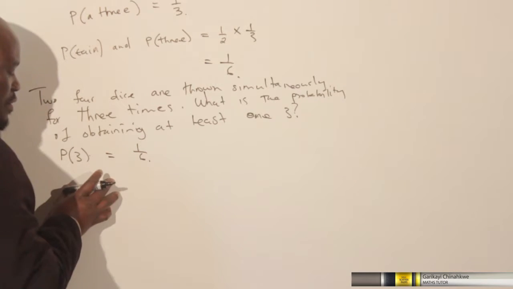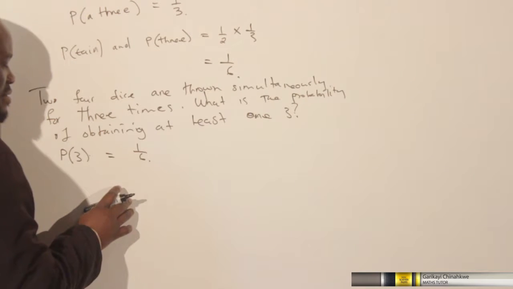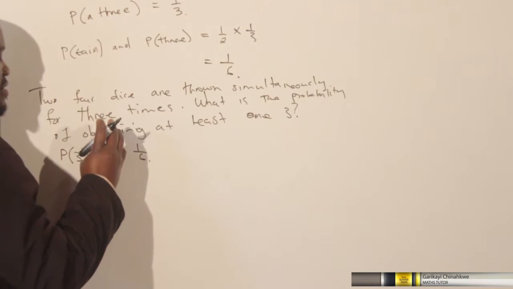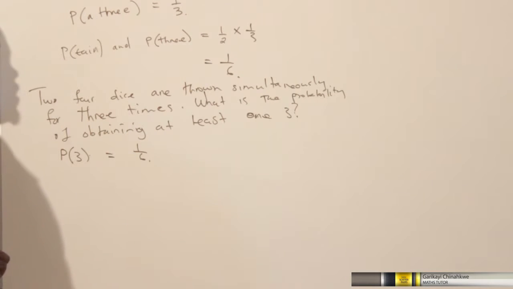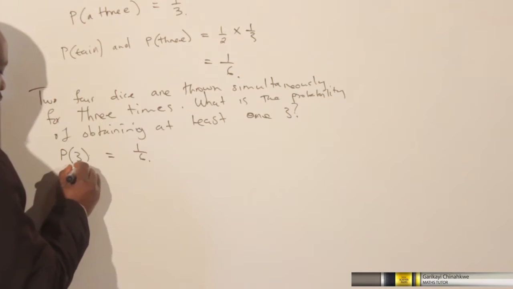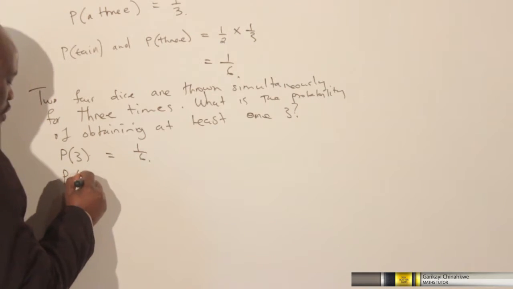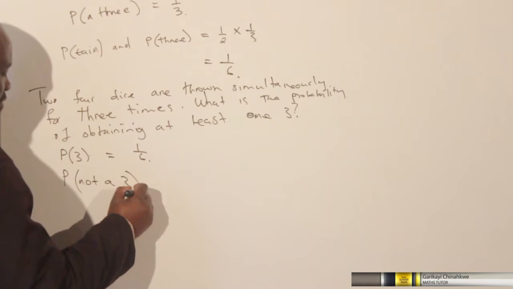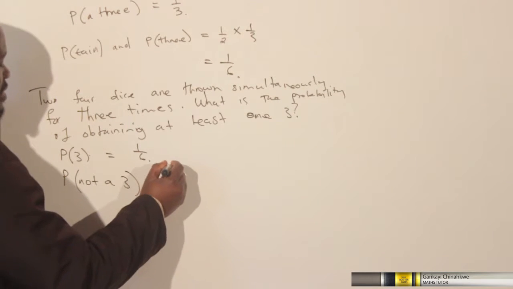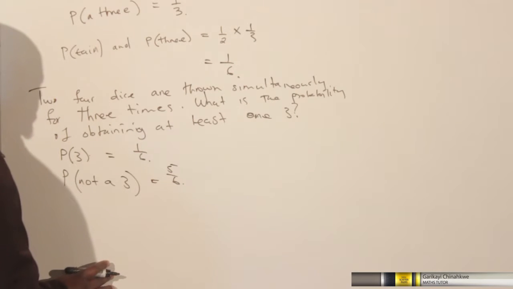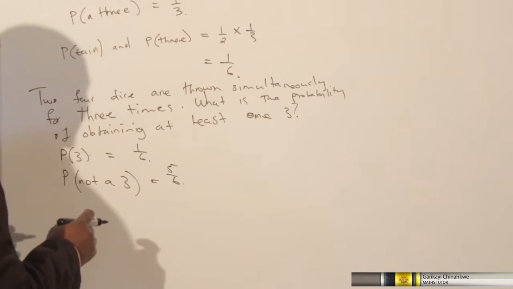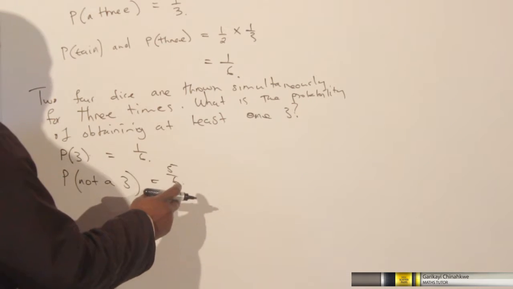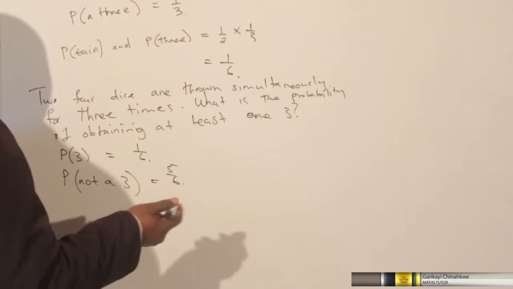But now we are throwing these dice. How many times are we throwing them? 3 times, and there are 2 of them. So the probability of obtaining not a 3 is 5 over 6, isn't it? If you say at least, it means you're supposed to subtract from 1.